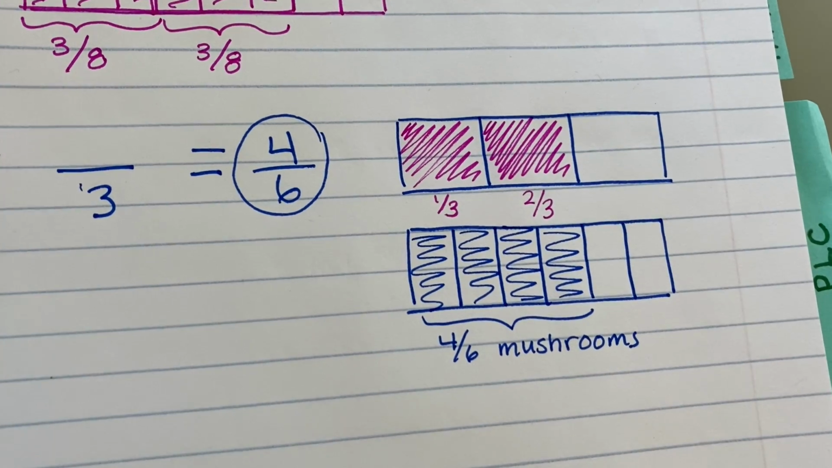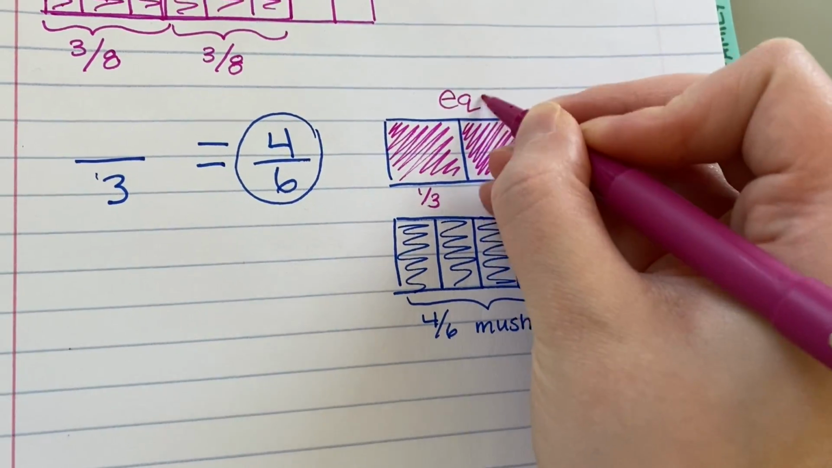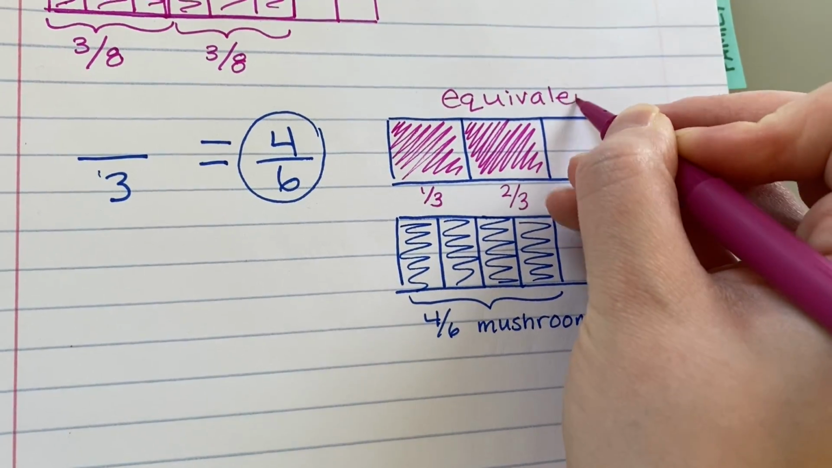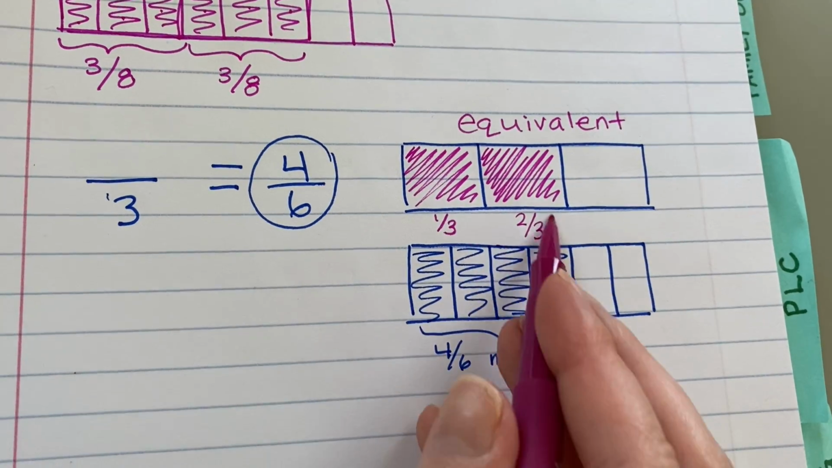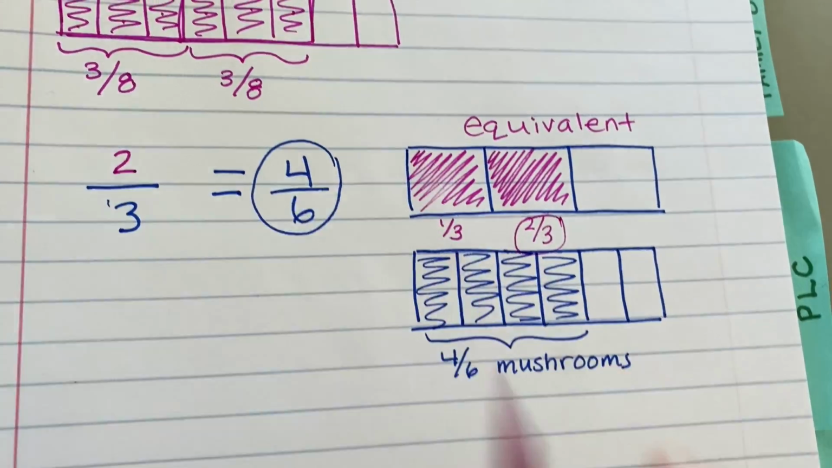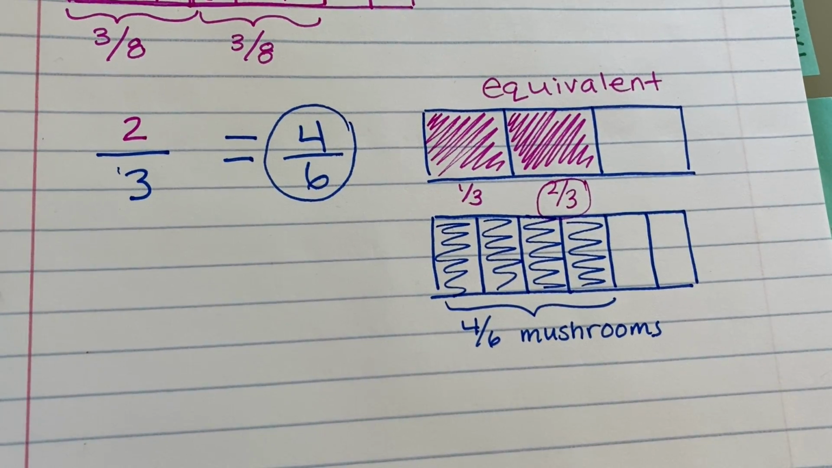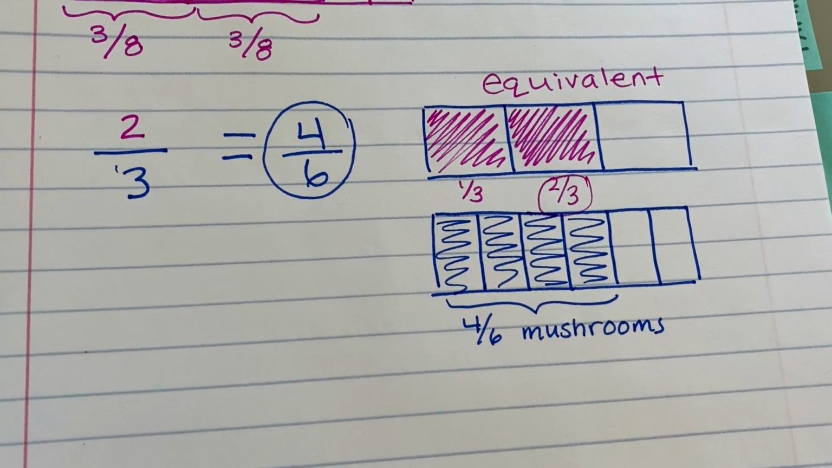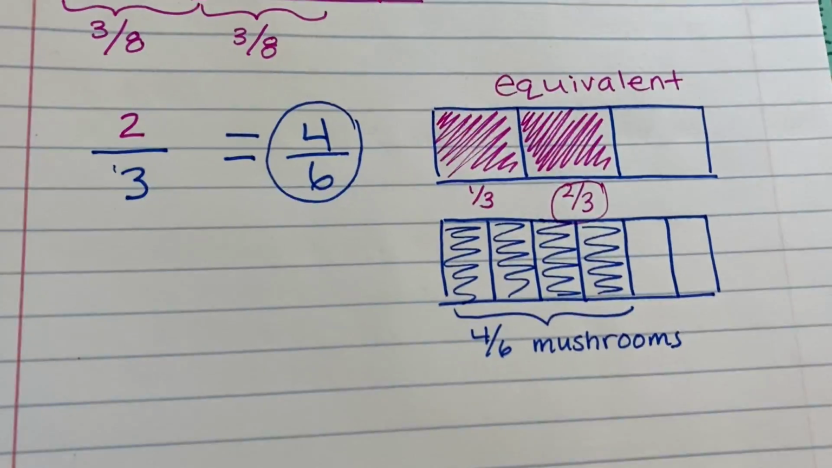I notice that they look the same, and I remember that that word is equivalent. So I just found out that 4/6 is equivalent to 2/3. So I'm gonna need to put 2/3 of mushrooms on my pizza, or my pizza needs to have 2/3 of it with mushrooms on it.